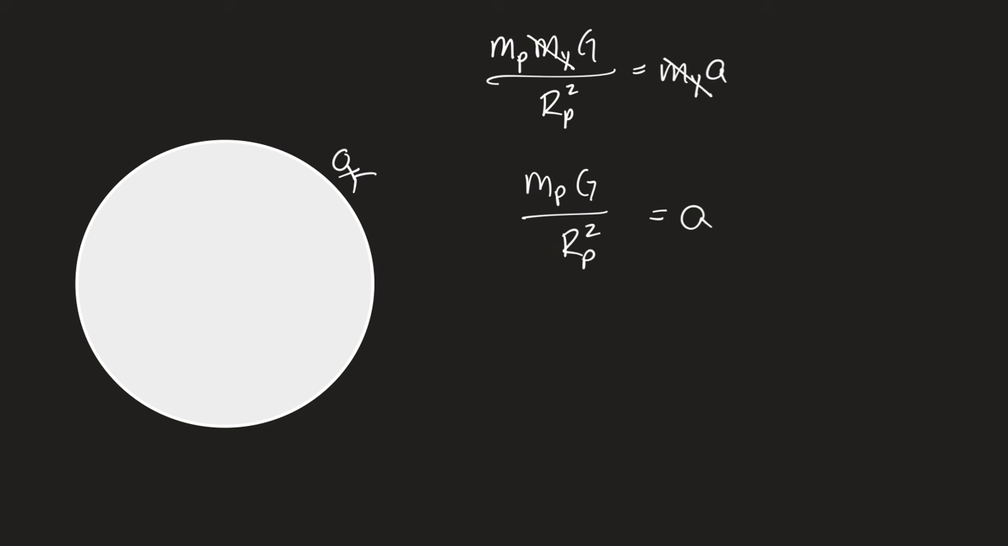It's not a new formula. You're just setting the force of gravity equal to ma. This is the acceleration. Now, this actually would give you the acceleration on any planet. You would have to know the mass of the planet and the radius of the planet.